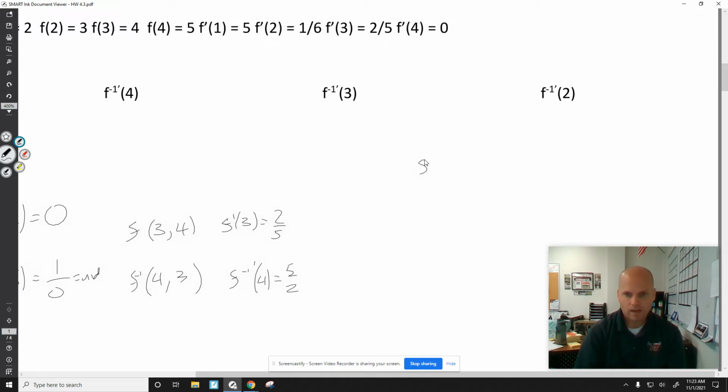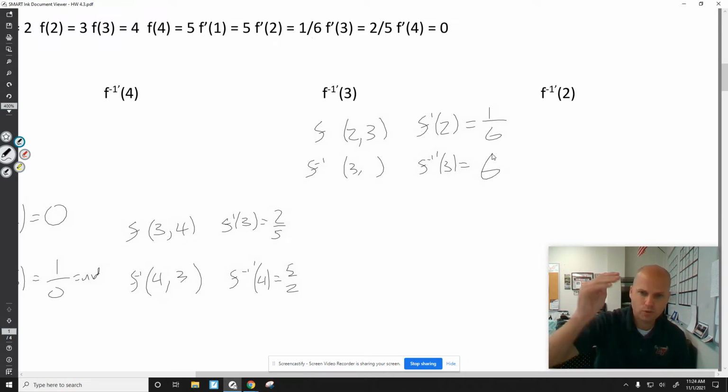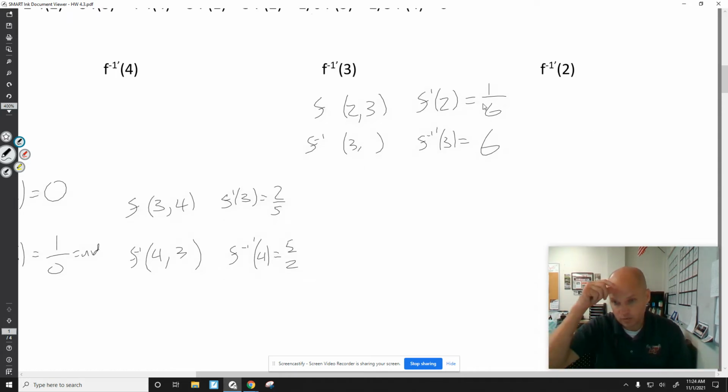Let's move up here. F inverse prime of 3, what is that? F inverse of 3 is something. F's got the point something, 3. The corresponding point, the flip-flop slopes, flip-flop points, flip-flop slopes. F prime of, what's that x-coordinate? Let's find it. F of 2 is 3. F prime of 2 is 1/6. This slope has got to be 6, the reciprocal. 2, 3 slopes 1/6. 3, 2 slopes 6. You can double check this with like x squared and root x.